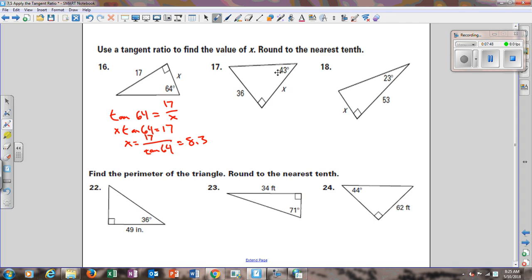Next one, 43 degrees, so tan of 43 equals opposite, which is 36, over adjacent, which is x. Multiply by x, you get x tan 43 equals 36. Divide by tangent of 43, you get x equals 36 over tan 43. It gives you 38.6.